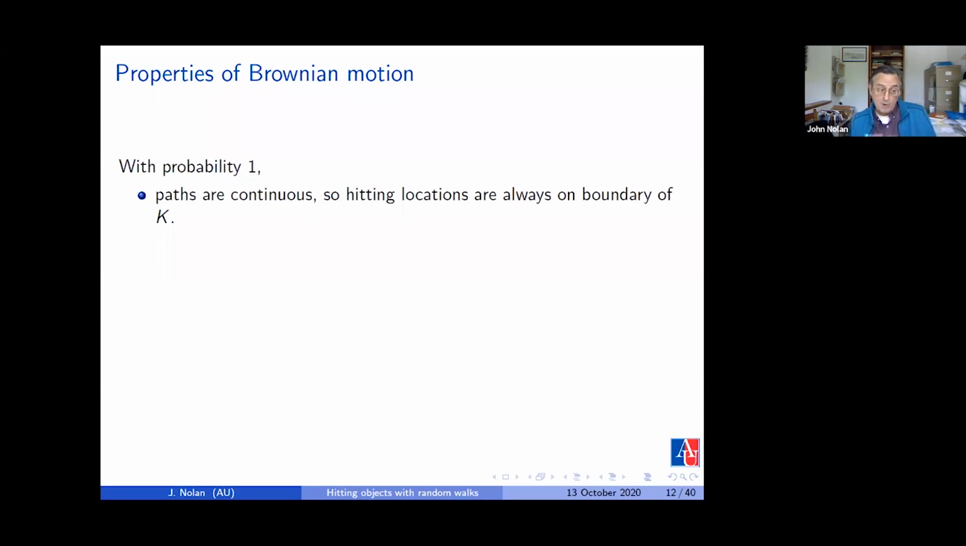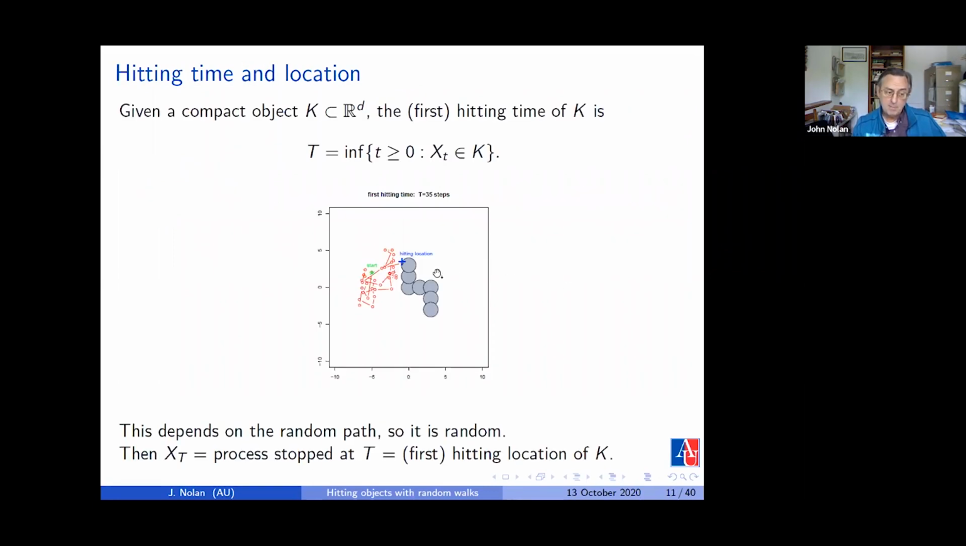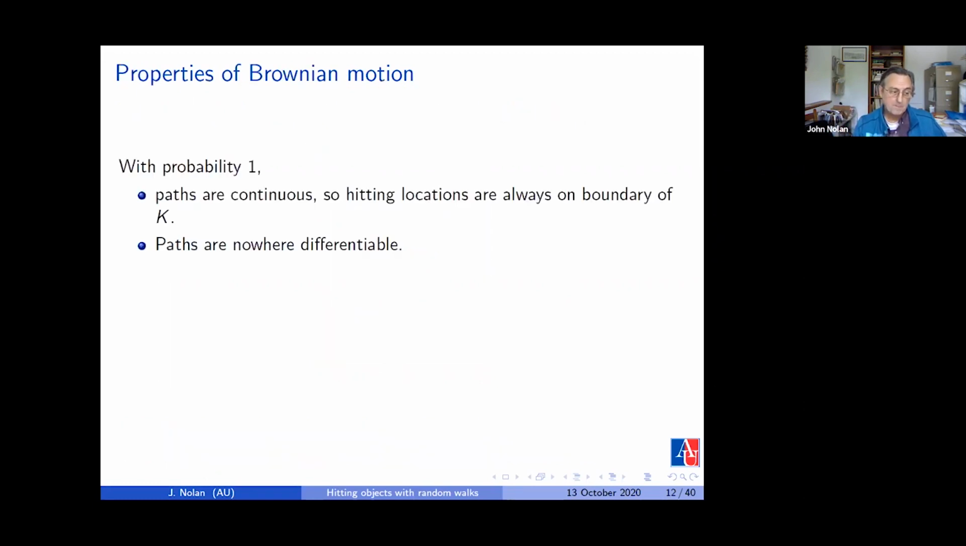Okay, some brief properties of Brownian motion. With probability 1, the paths are continuous. That says these hitting locations will always be on the surface of the region. However, even though it's continuous, the paths are nowhere differentiable. So there's no place where you have a derivative.